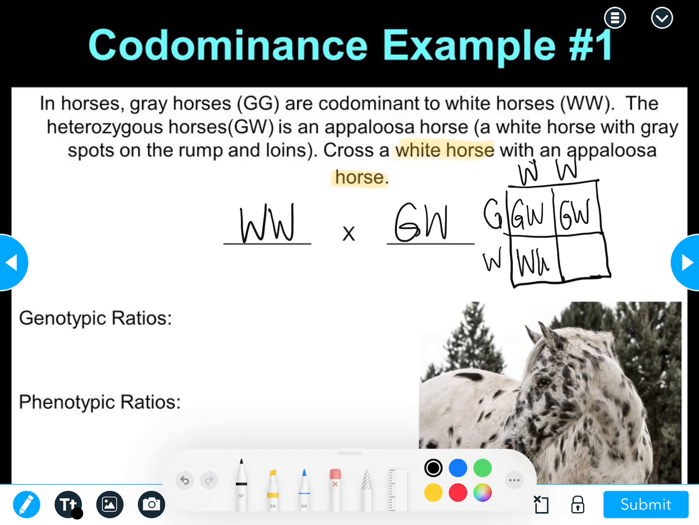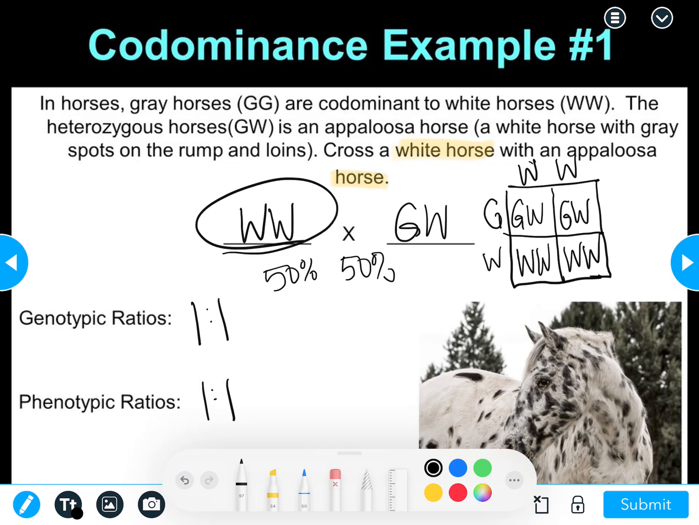Then we have a white horse here and a white horse here. So if we cross this situation, we have a 1-to-1 ratio, which is 50%, 50%, and the phenotype would be the same. So half will be gray and white, half will be solid white, and that's because we started with a solid white horse. Don't forget that.